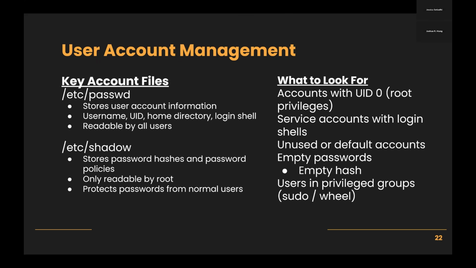So when you are viewing these files, what you want to look for: accounts with UID 0, that means they have root privileges. Service accounts with login shells. These service accounts are typically very low level access, they're not supposed to have anything more than that. And then you have unused or default accounts, empty passwords. If you do have access to /etc/shadow and you read the file and you see there's no hash, that means the user doesn't have a password, right? Also be aware of users in privileged groups, the sudo groups. Wheel is pretty much the same thing as a sudo group, but it's for other distros of Linux, like Red Hat and CentOS.